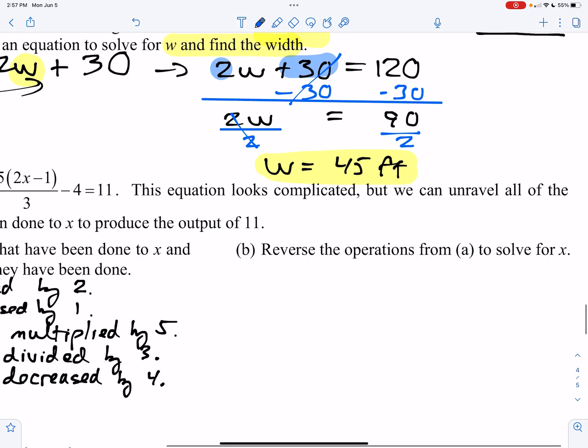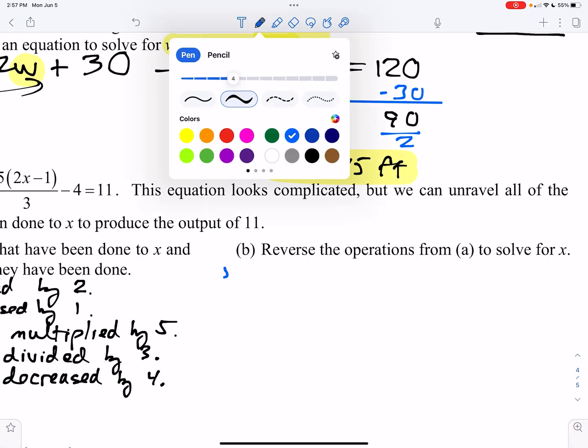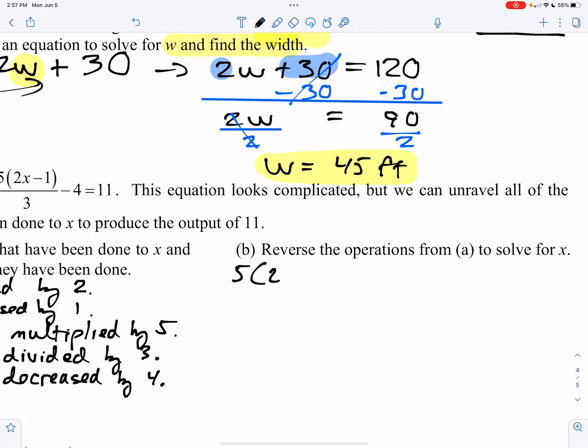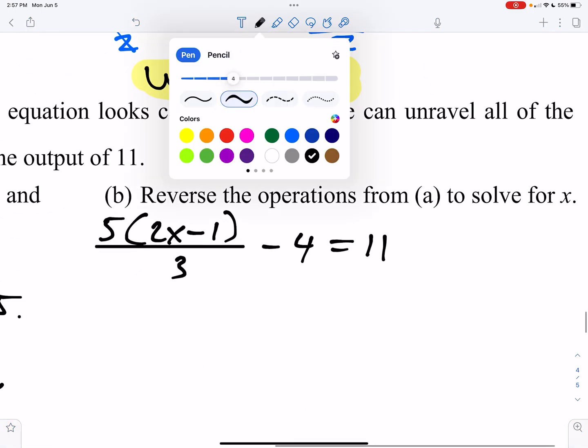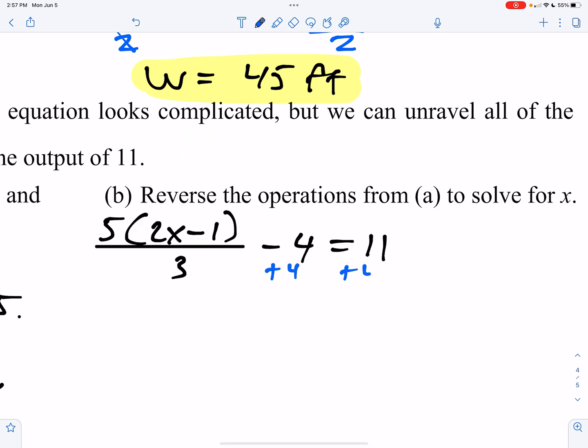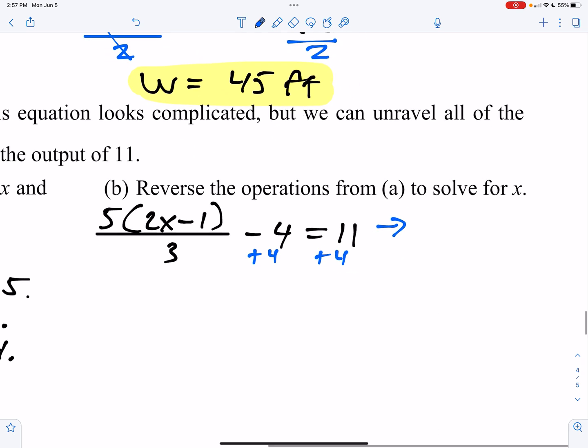First, let's write the equation down. So we have 5 times (2x minus 1) over 3 minus 4 equals 11. So the first thing we're going to do is the opposite of decreased by 4. So I'm going to add 4 to both sides and rewrite. So the entire left side is pretty much the same: 5 times (2x minus 1) over 3, that part cancels, equals 11 plus 4 is 15.